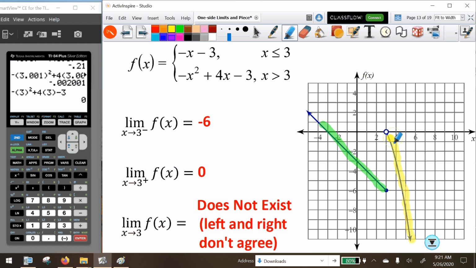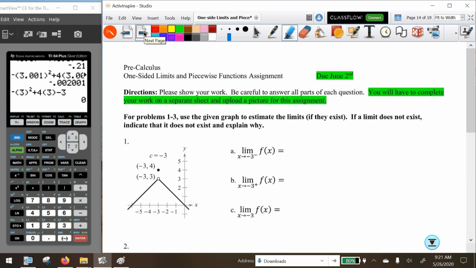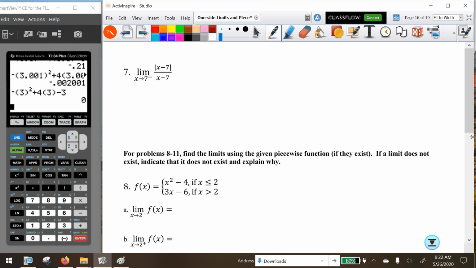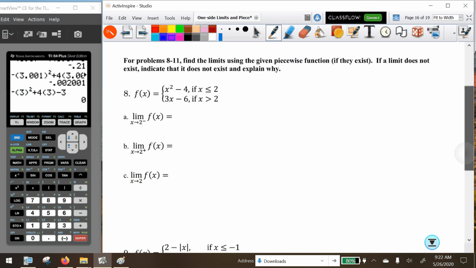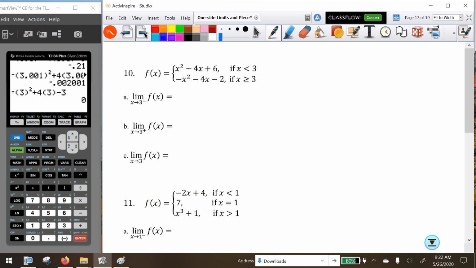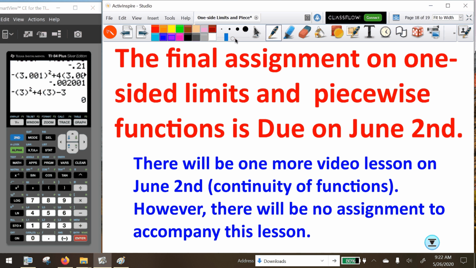All right, so thank you for watching. The new assignment that you're going to get today is due June 2nd, which is a week from today. It's some questions exactly like these. You're asked to evaluate some limits, some left side and right side limits, and some ordinary limits. If they approach the same number, then the limit exists. You have to do some graphical problems, some tables, some problems where you have to evaluate the piecewise function just by plugging it in algebraically. And this is the last assignment that I'm collecting. So this final assignment is due on June 2nd.